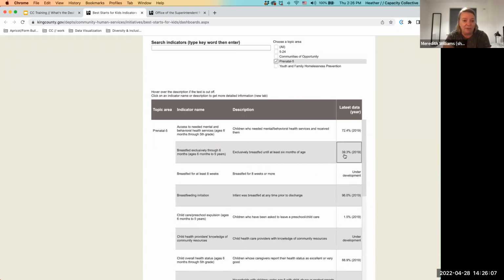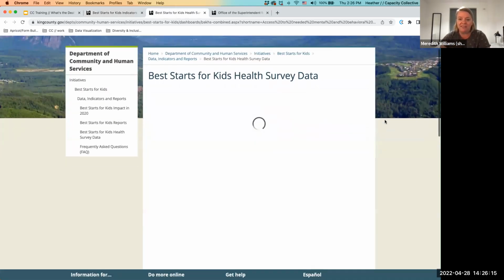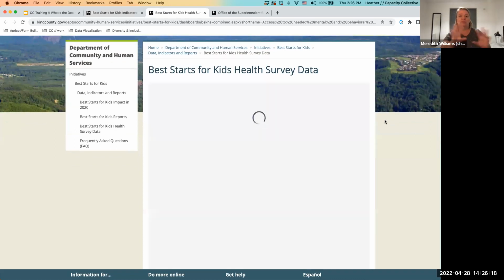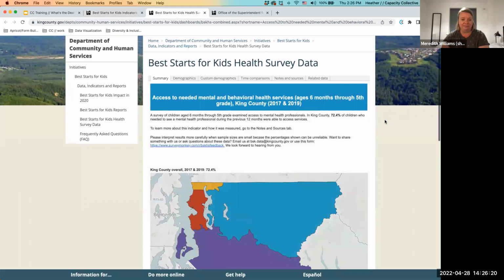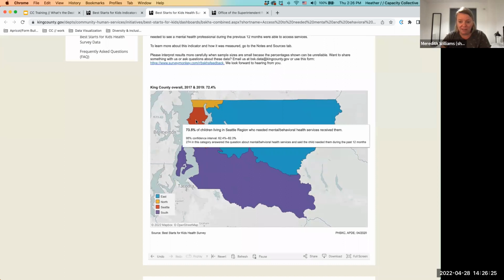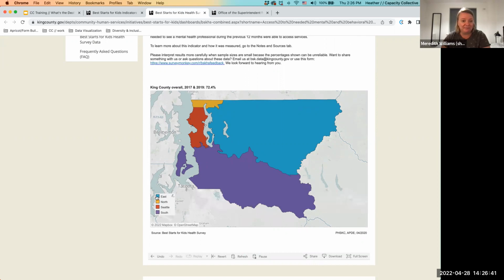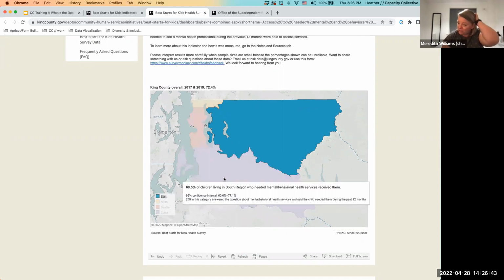So for example, you'll see access to mental health services, right? And this is going to bring up a map again with the regions of King County. And you'll see that Seattle is red, showing that 73.5% of kids need mental or behavioral health services versus the South region, which is in purple, where it's 69.5% of kids, right? So interesting. You can click around and see if there's anything interesting there.